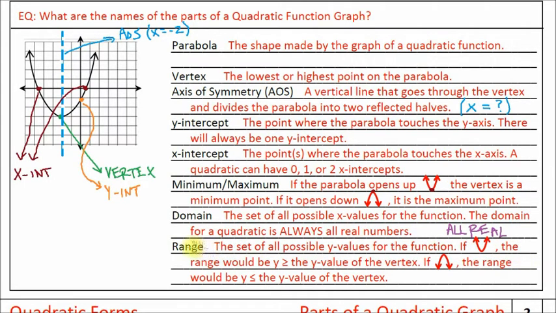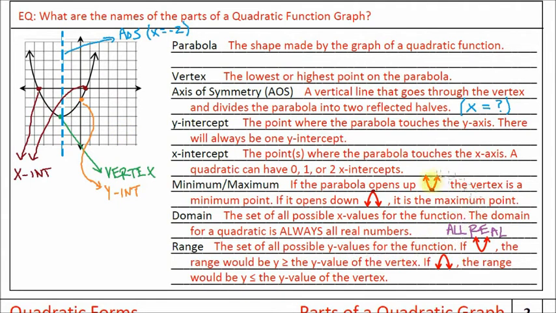All right, now range is different. The range is a set of all possible y values for a function. If the parabola faces up, the range is going to be y is greater than or equal to the y value of the vertex. That means, look at our y values here. They're going to be the y value of this point right here, which is -3, and every number above that value is going to be represented on this graph. Because look, we've got y equals -2, -1, 0, 1, 2, 3, 4, keep on going with the arrow, 5, 6, 7, to infinity.